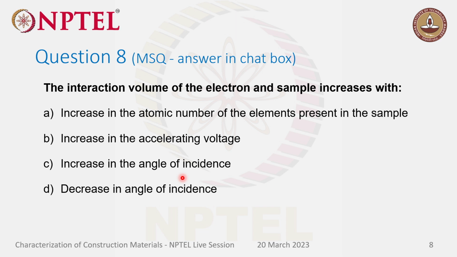First option is increase in the atomic number of the elements present in the sample. Option B is increase in the accelerating voltage. C is increase in the angle of incidence. And D is decrease in angle of incidence. So you have to pick the right options. This has more than one right answer, that's why we chose this multiple select question. Let me start the timer for a minute now.